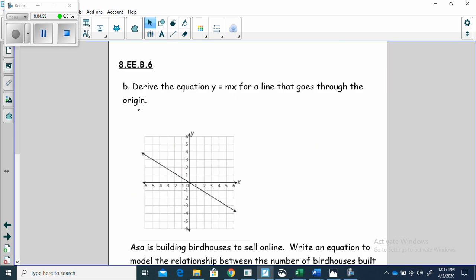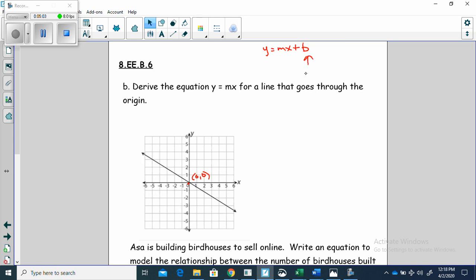Now, the second part of this standard: derive the equation y = mx for a line that goes through the origin. Again, we talked about the origin. The origin is the point 0, 0. Let's start out by talking about a line. y = mx + b is our slope-intercept form of a line.